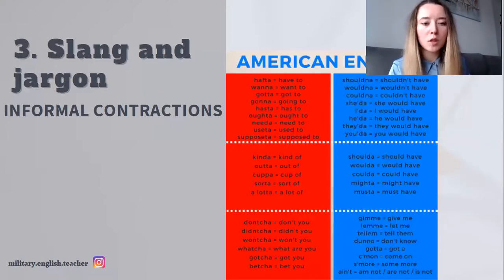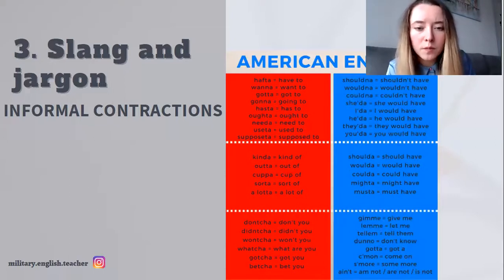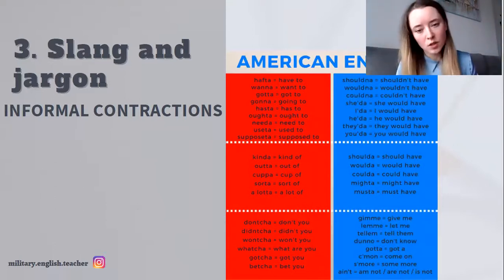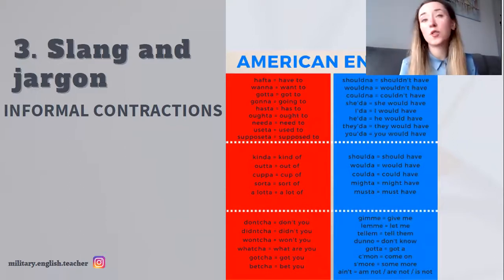So now it's time to talk about informal contractions. As you can see, there are lots of them. Here are some examples of the contractions used in American English. You can pause the video and read all of these words. I'm not going to read all of them because that's quite a lot. But just a few examples like wanna, gonna, what else do we have here? Like needa, yista, kinda, sorta, a lotta, this one is even pronounced with the D sound. Lots of, don't you dare.